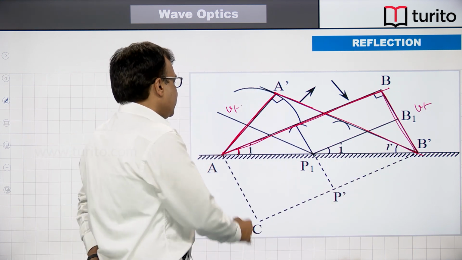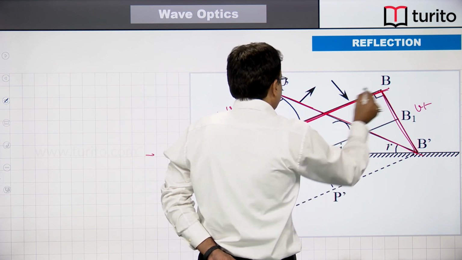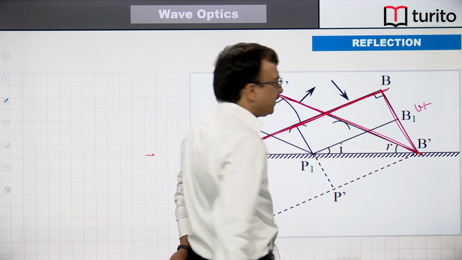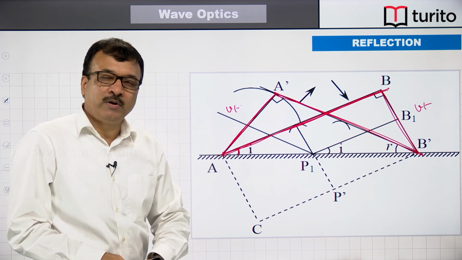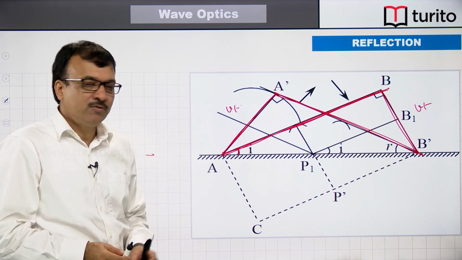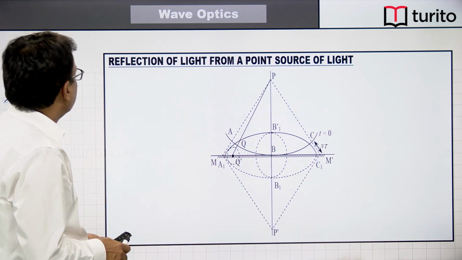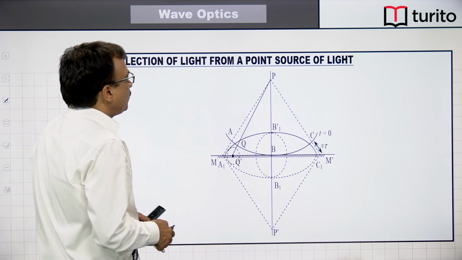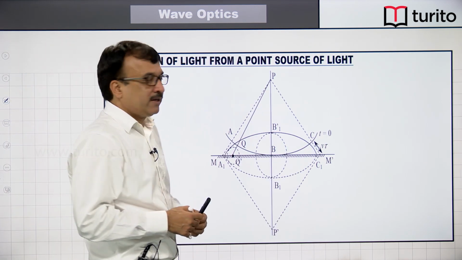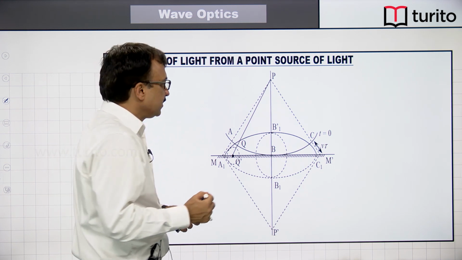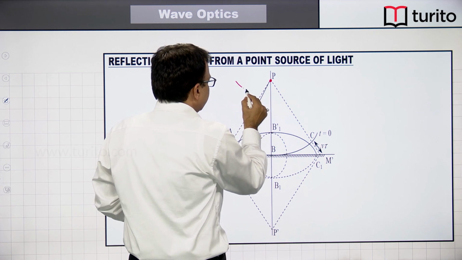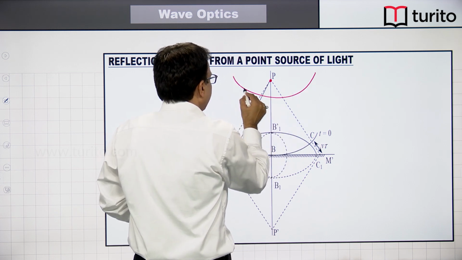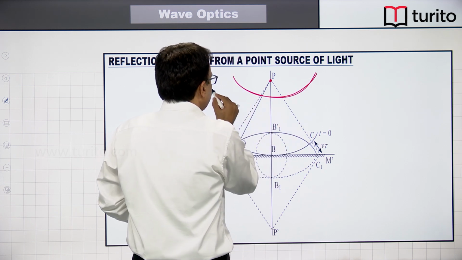I am just saying that this is the incident wave front and this is the reflected wave front, and using some geometry and the concept I told you while explaining refraction and TIR, you can do it by yourself. Now, reflection of light coming from a point source. If this is the point source, I told you the wavefront of a point source is spherical in shape. So, this is the wavefront.